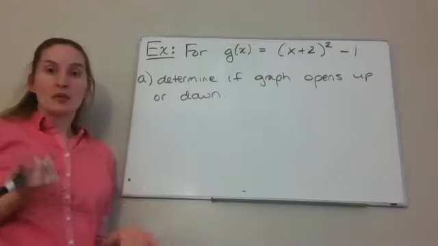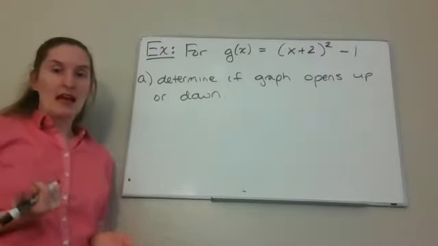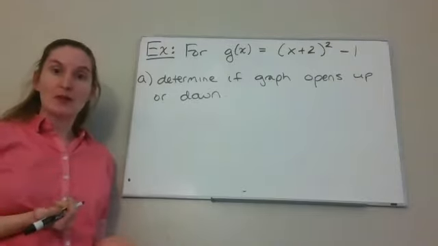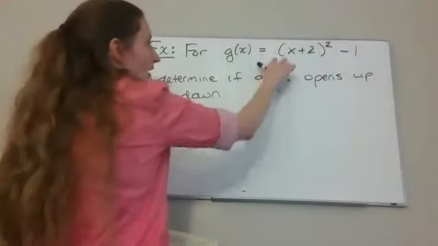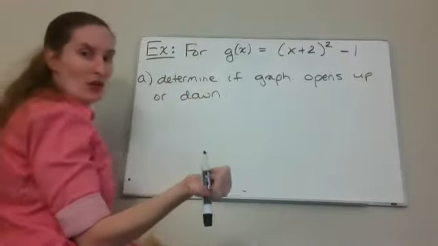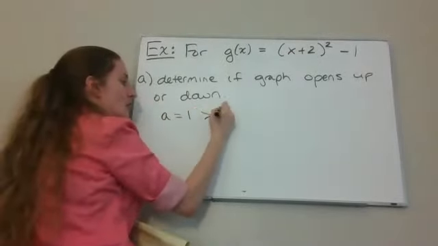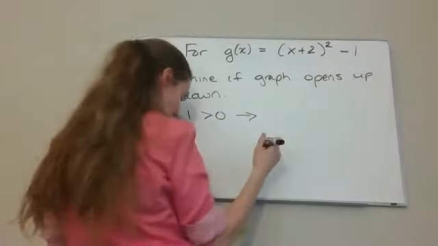Now remember, we can tell if it opens up or down by looking at the a value. And in vertex form, your a is the number multiplied in front of these parentheses. So in this particular problem, my a would be a 1. I don't have the 1 written there, but we all know we're multiplying by 1. So a is equal to 1, which is bigger than 0. So since it's positive, this means it opens up.